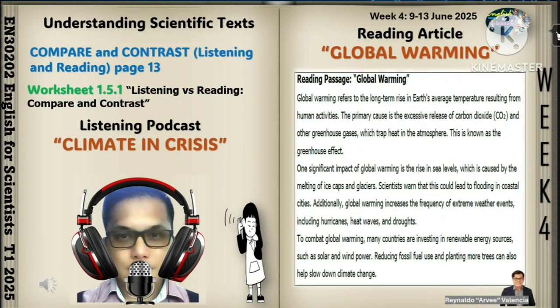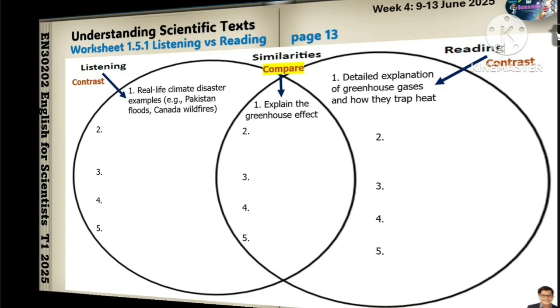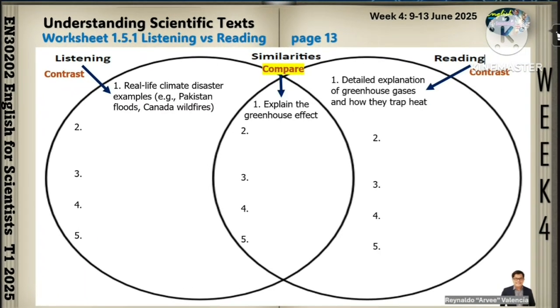Now, turn your book to page 13. This is the worksheet 1.5.1, Listening versus Reading. Listening and reading are the contrasting parts, while in between, the similarities are the comparison.